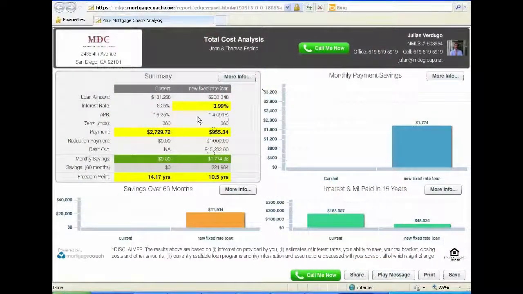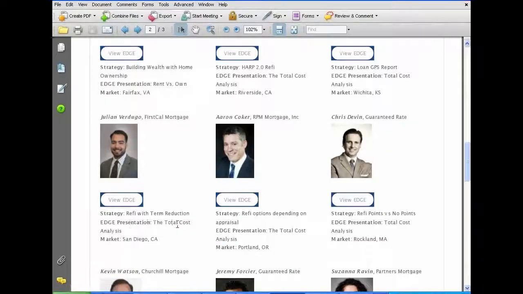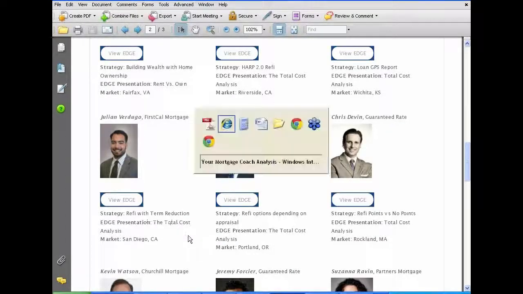And then we will move to the next one. If you guys in your packet, you'll see one that said your total cost analysis with John and Teresa Espino. And let me just make sure I got the right one here. So on this one, we have the refi with term reduction.